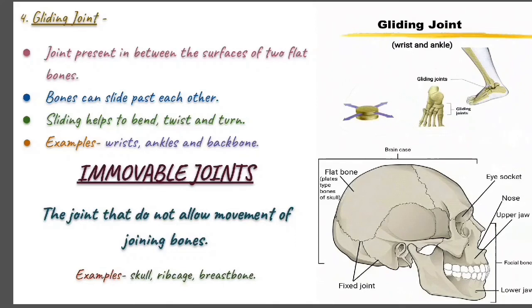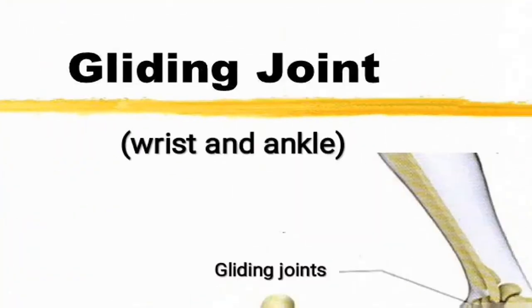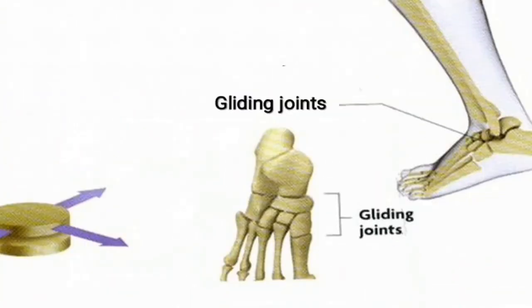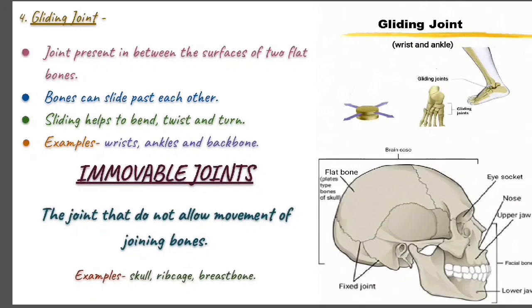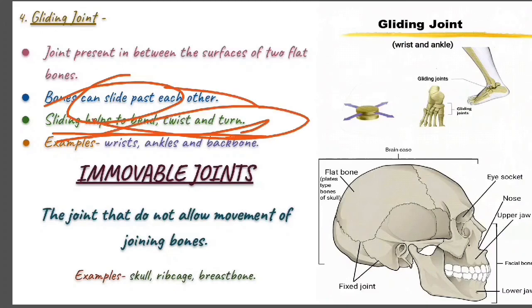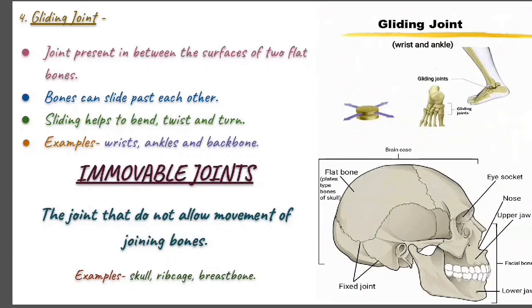Here, a number of bones in our skeleton form gliding joints, and these bones are actually sliding over each other, rubbing over each other. This sliding helps them to bend, twist and turn. So this is called a gliding joint, and it exists in our wrist, ankles and backbones and so on.